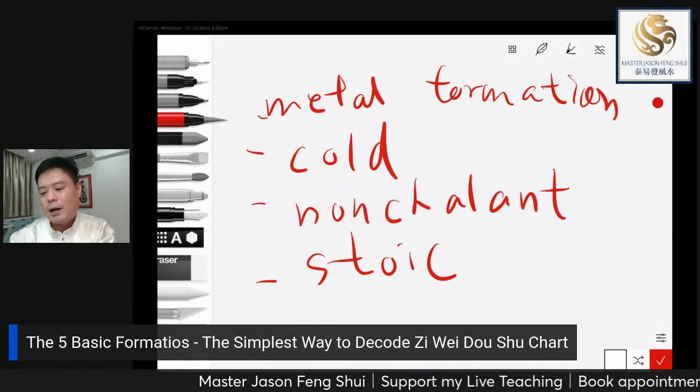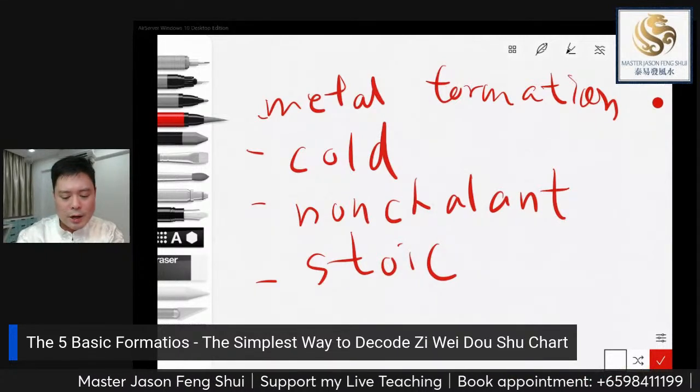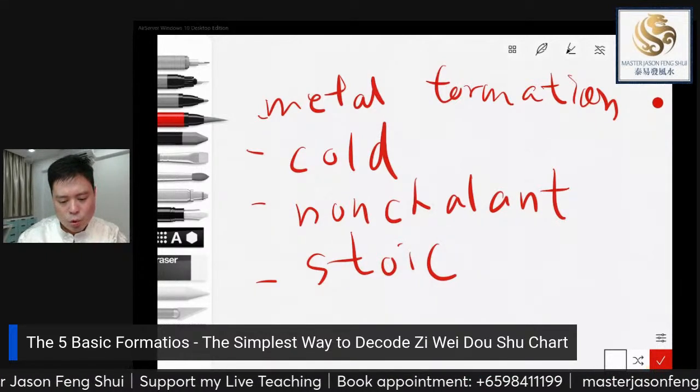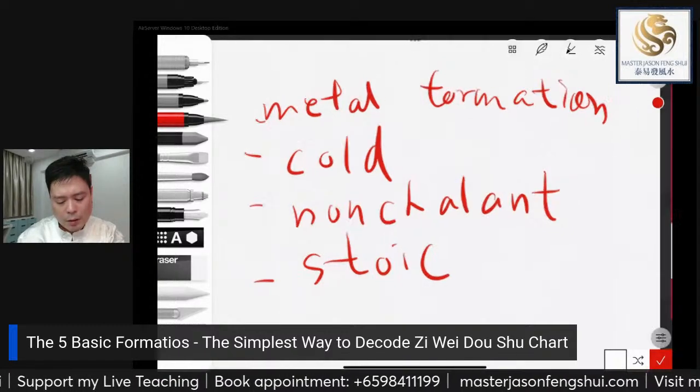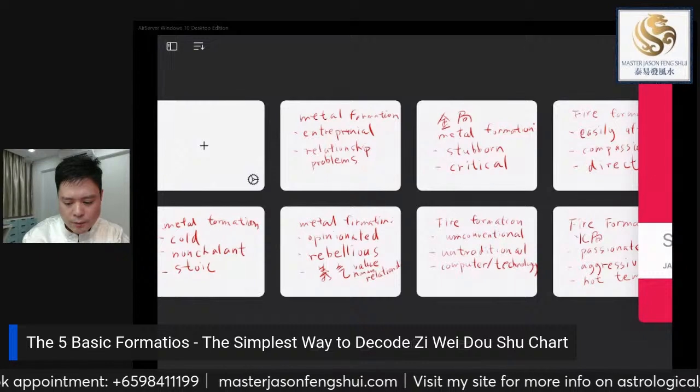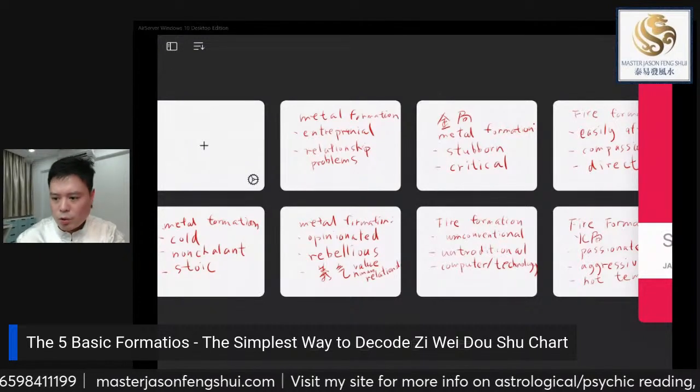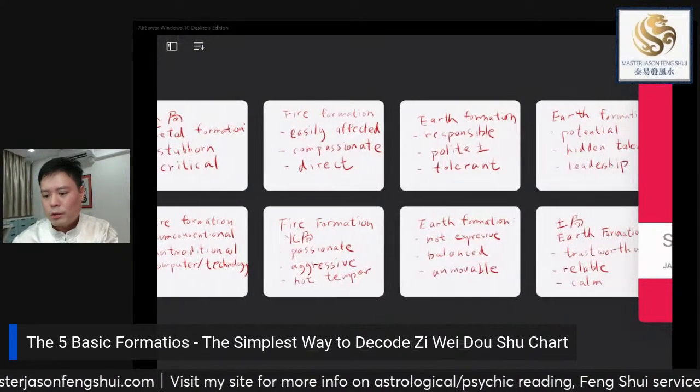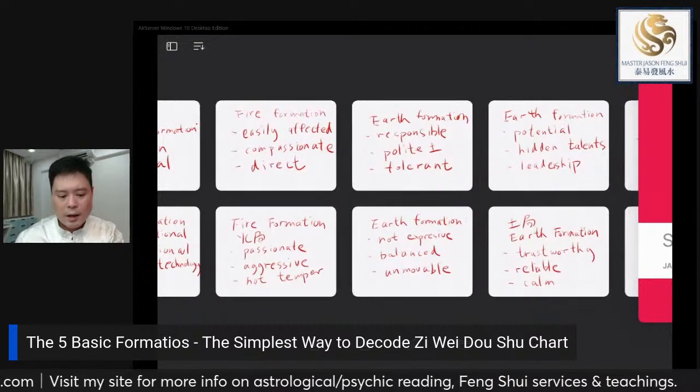Today's sharing. Okay, so did I miss out anything? All right, I talked about the fire. Talked about the water. Have I talked about the wood? I think I haven't talked about the wood. All right, so lastly, let's talk about the wood.